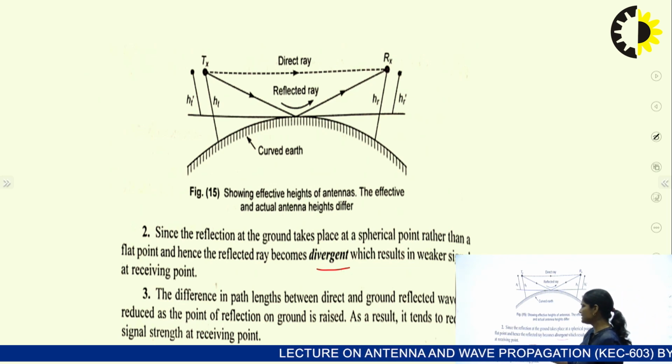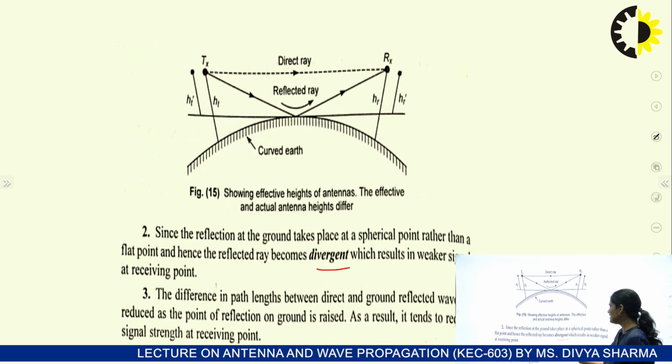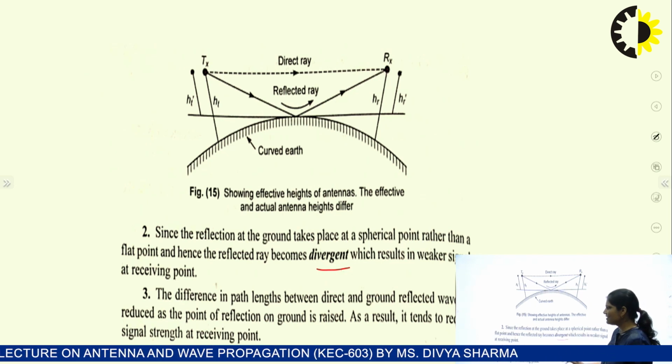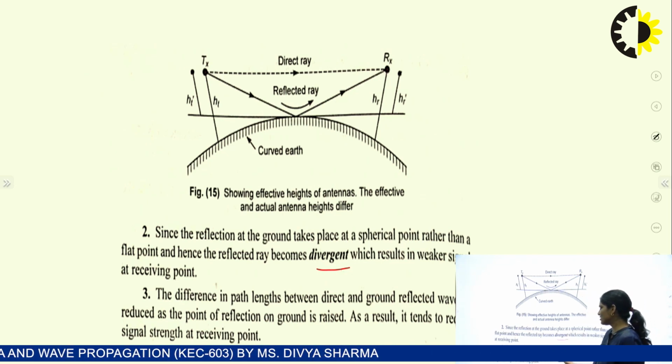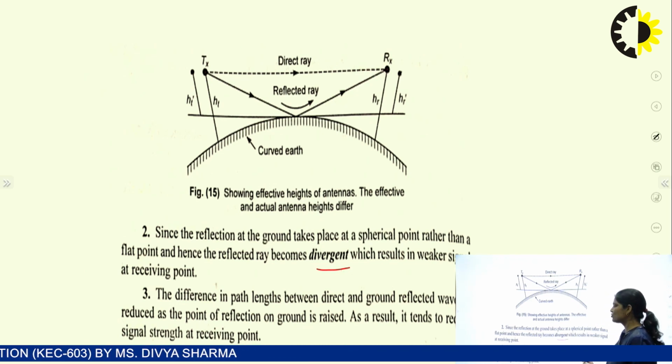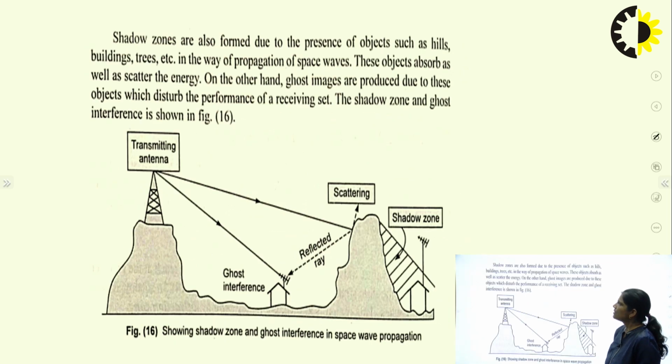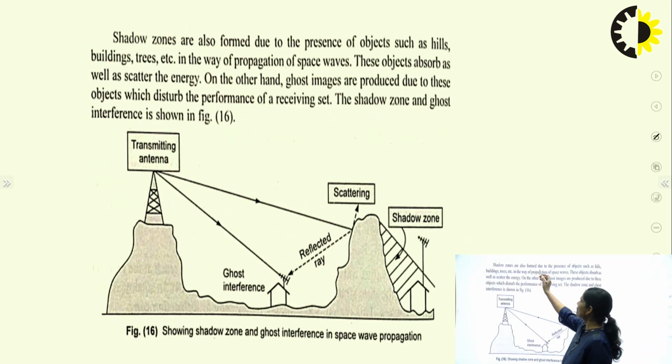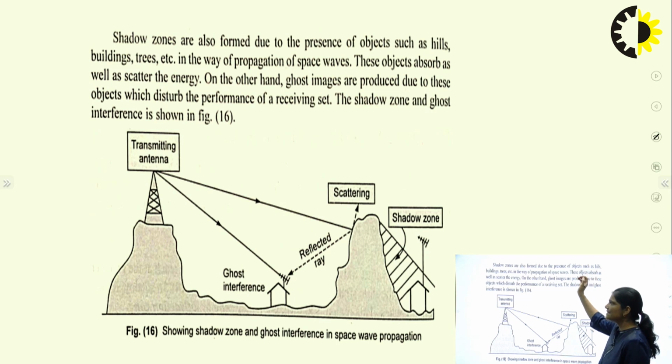Now the third point is, the difference in path lengths between the direct and ground reflected wave is reduced as the point of reflection on the ground is raised. As a result, it tends to reduce the signal strength at the receiver point. Shadow zones are also formed due to the presence of objects such as hills, buildings, trees, etc. in the middle of the transmitter and receiver. Let us consider this is your object in between transmitter and receiver. So these are considered as shadow zones.